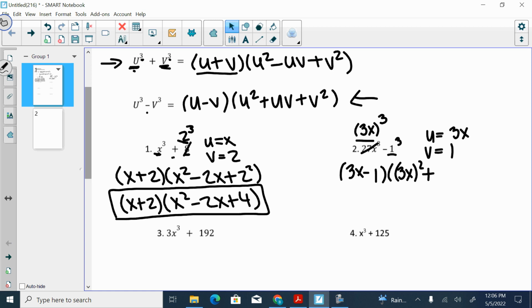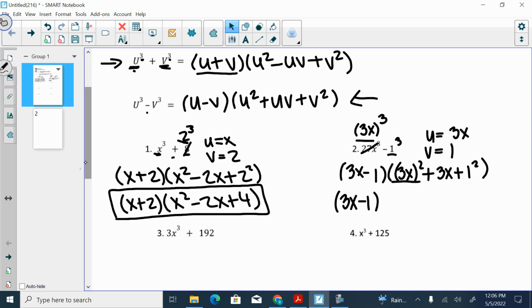Plus, formula says next, u times v. Well, what is u times v going to be for us? 3x. Right, 3x times 1 is just 3x. Very good. And then at the end, we're supposed to have plus v squared. 1 squared. All right, so then we just look through and see if there's anything we can simplify. Nothing else we can do in that first parenthesis, right? So we're going to bring it down as it is. 3x minus 1.